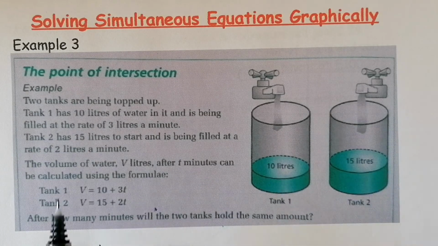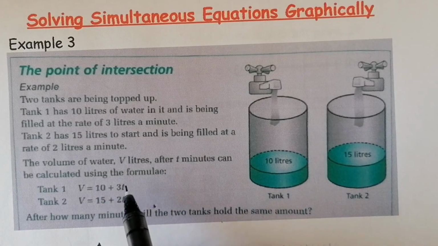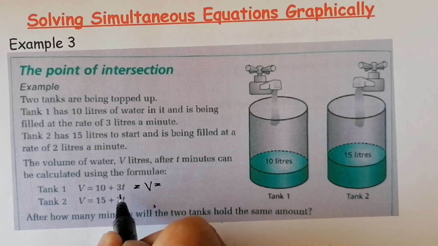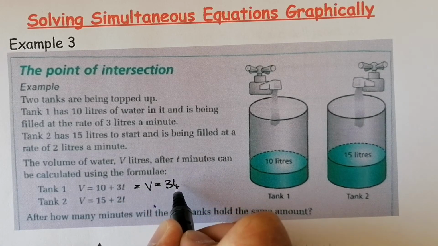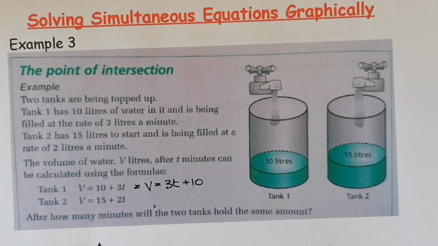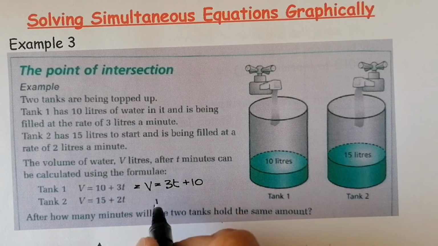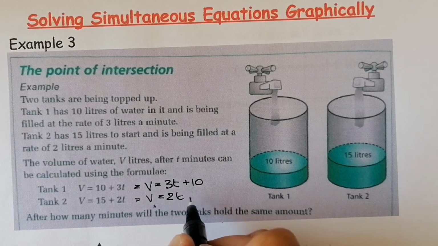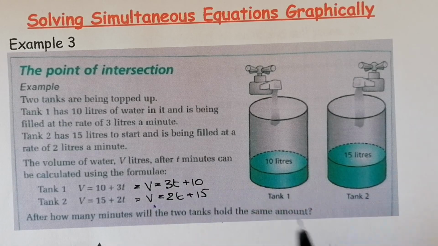Okay, so I've also been given the equations in here. It's not in the normal form that we've been given them, so usually we get them in the form of V is equal to, and I'm going to put 3t first because that gives me my gradient, plus 10, and that gives me my C value. The second tank, V is equal to 2t plus 15. So that gives me my C value and gives me my gradient.